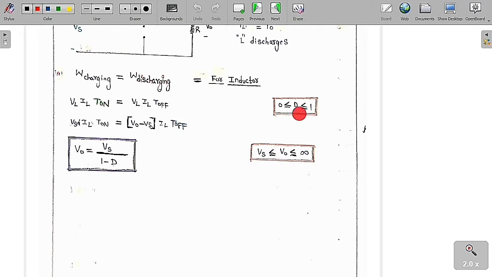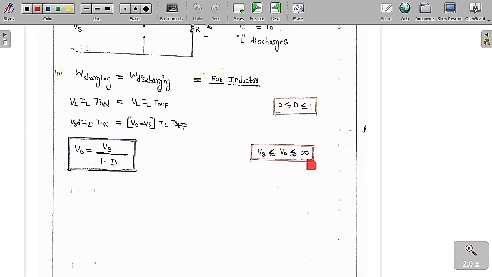If D is equal to 0, then V0 is equal to Vs. If D is equal to 1, V0 is equal to infinity. So therefore V0 is going to lie from Vs to infinity.